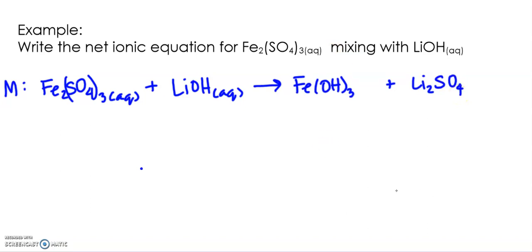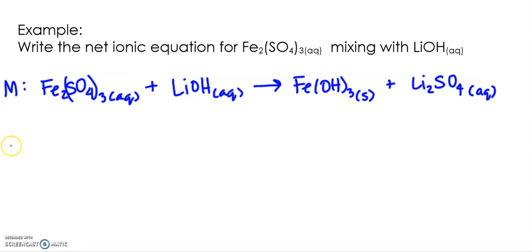Here's where you might have to look at your blue sheet and look up hydroxides. Hydroxides are typically solids unless they're with an alkali metal, calcium, strontium, or barium. That's not any of the exceptions, so this is a solid. Sulfates are typically aqueous unless they're with strontium, barium, mercury, or lead, so this is aqueous. All right, molecular equation done.